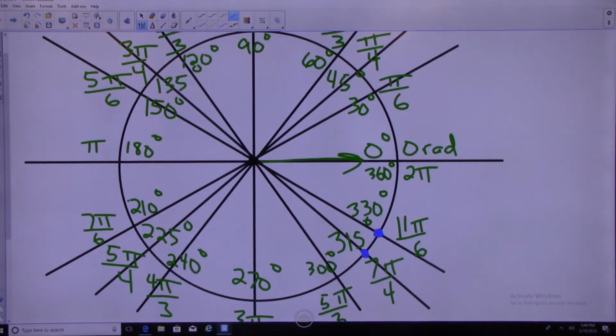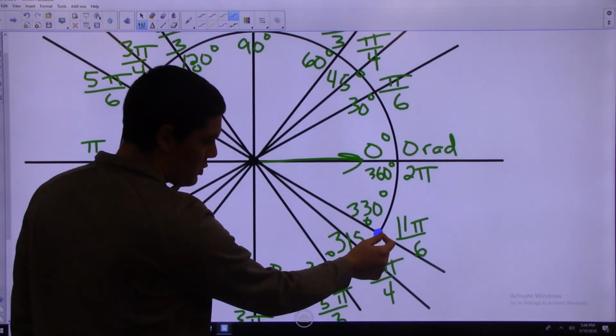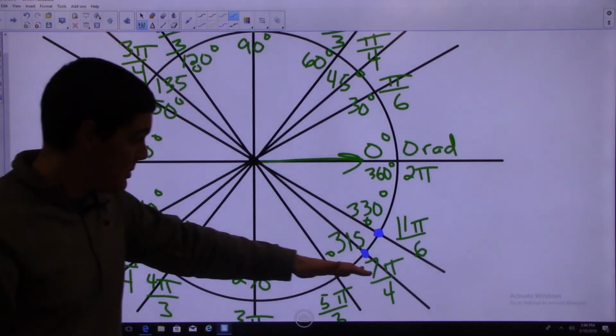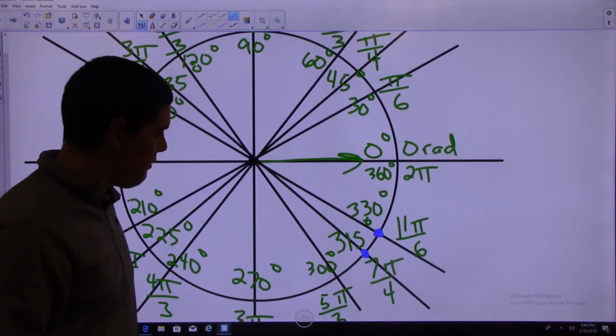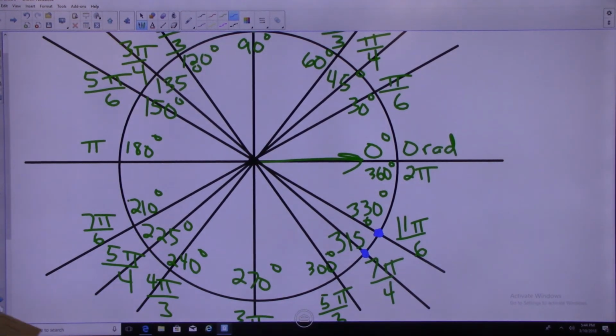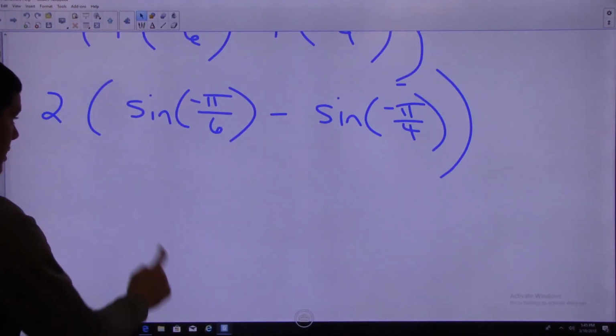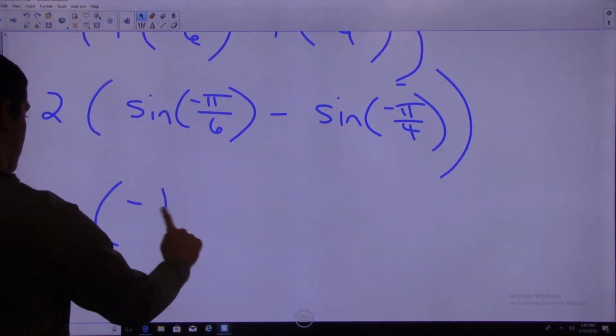So remember, sine deals with x or y values. Does sine deal with x or y values? The answer, hopefully everybody says, y values. So what is the y value of that point? Is that the smallest y value, the middle one, or the biggest? It's actually going to be the smallest absolute value. And so therefore, negative 1/2 is going to be the sine of negative pi over 6. So this is negative 1/2.